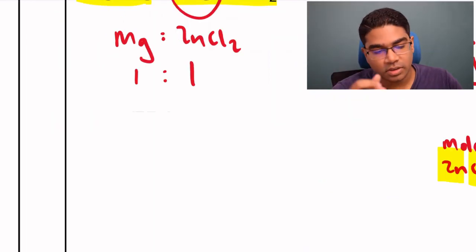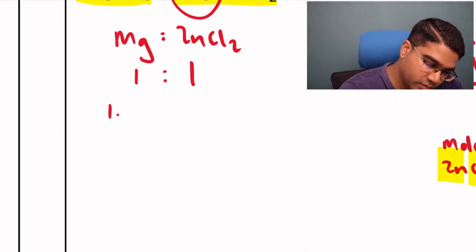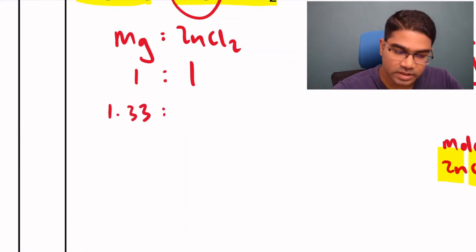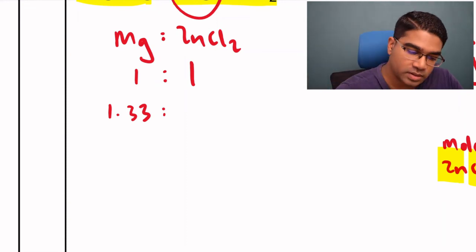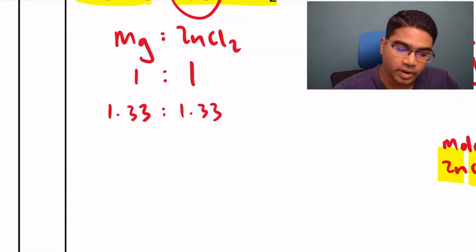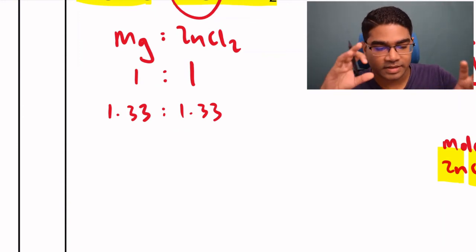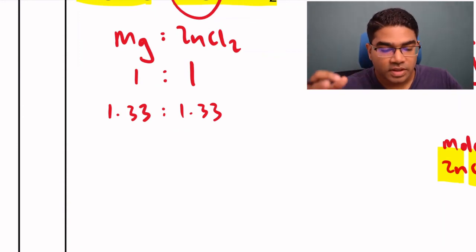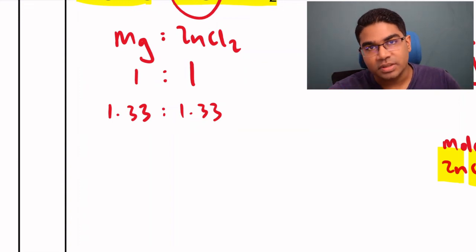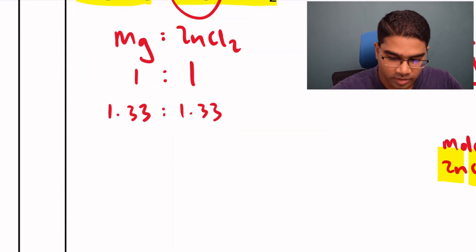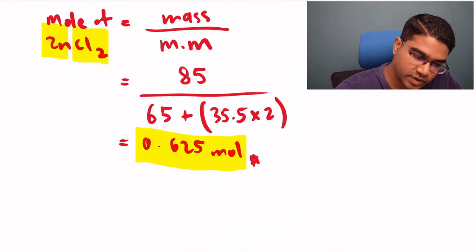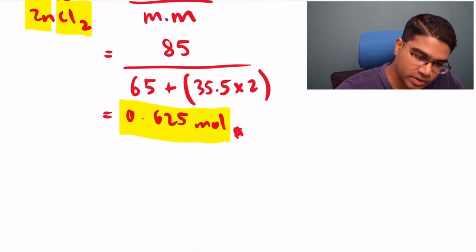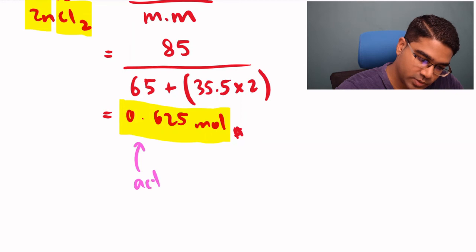The ratio of magnesium to zinc chloride is 1 to 1 here. We have 1.33 moles of magnesium that is actually reacting. So 1.33 moles of magnesium would react completely with 1.33 moles of zinc chloride because the ratio is 1 to 1. 1 to 1 means exactly the same amount. So the amount of zinc chloride that would react completely with the magnesium that is present is 1.33 moles. However, the actual amount of zinc chloride present is 0.625 moles. This is what is actually there. This is the actual number of moles.